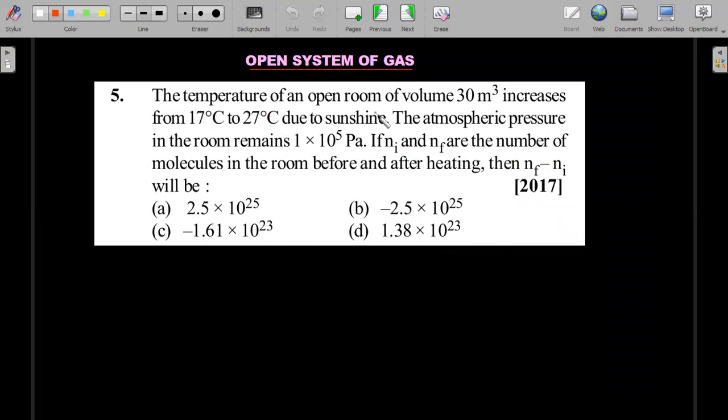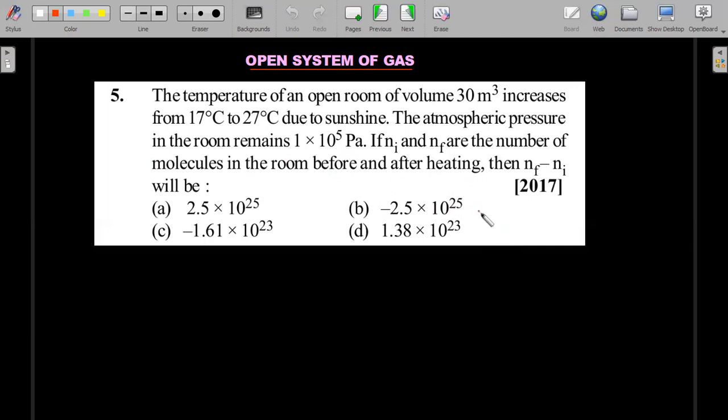A temperature of an open room of volume 30 meter cube increases from 17 degrees centigrade to 27 degrees due to sunshine. The atmospheric pressure in the room remains at 1 into 10 power 5 pascals. If Ni and Nf are the number of molecules in the room before and after the heating, then Nf minus Ni will be. Okay, pretty straightforward. Again, use of thermodynamic gas state equation.